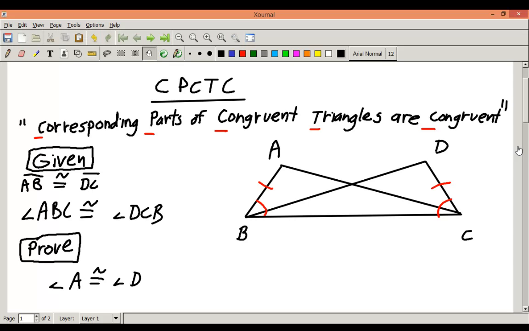CPCTC, and that is just an abbreviation of the following expressions. It stands for corresponding parts of congruent triangles are congruent. So you can see that I've underlined those letters. And so again, we use this as a reason in a proof when we write a 2-column proof.